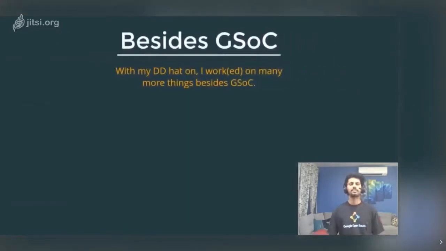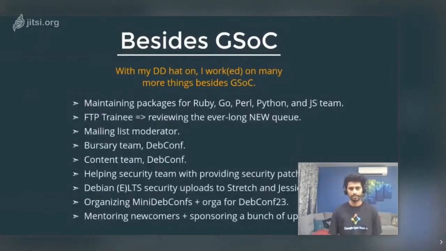So besides GSoC, with my DD hat on, I work on a lot of other things, right? Some of them are that I maintain packages for the Ruby, Go, Perl, Python, and JS teams. I'm also an FTP trainee, so I review the Everlong new queue. In case you are into packaging, you will know what a new queue is, and you will also understand the significance of Everlong, right?